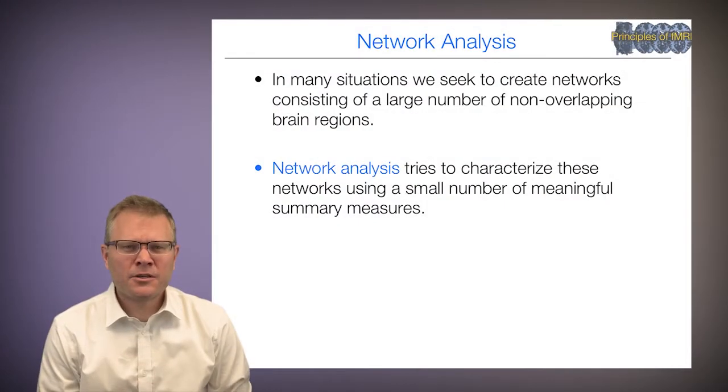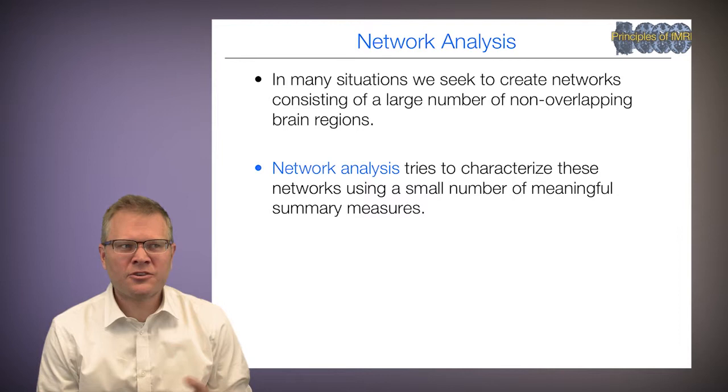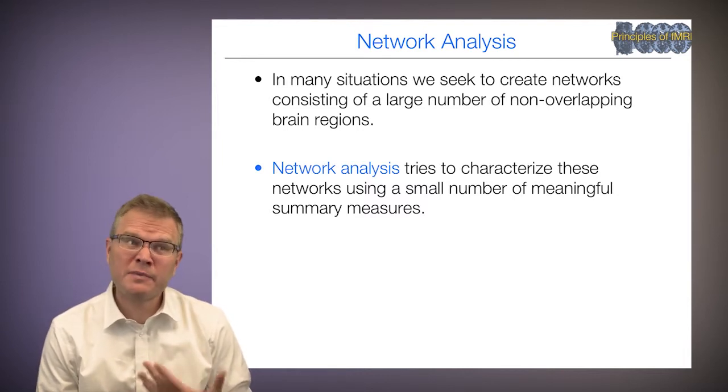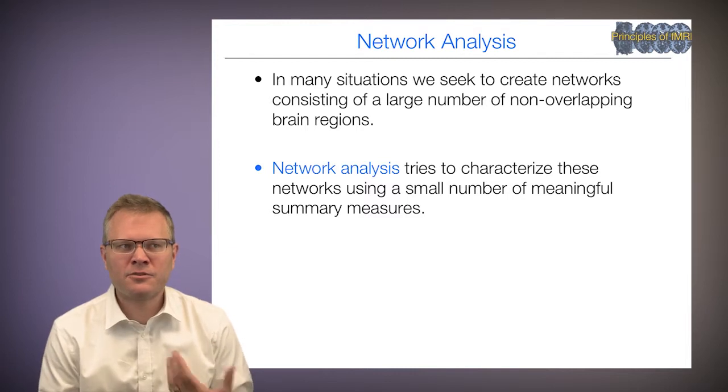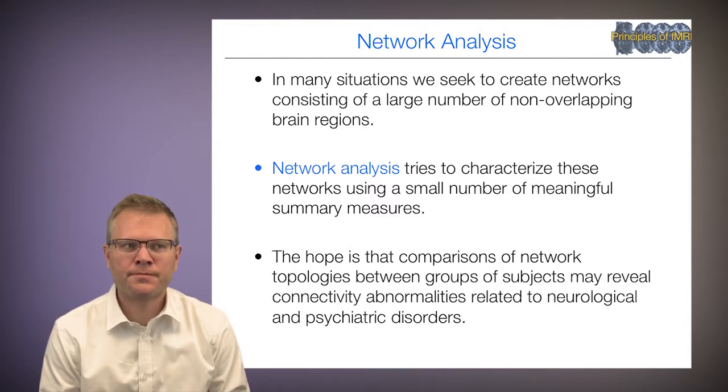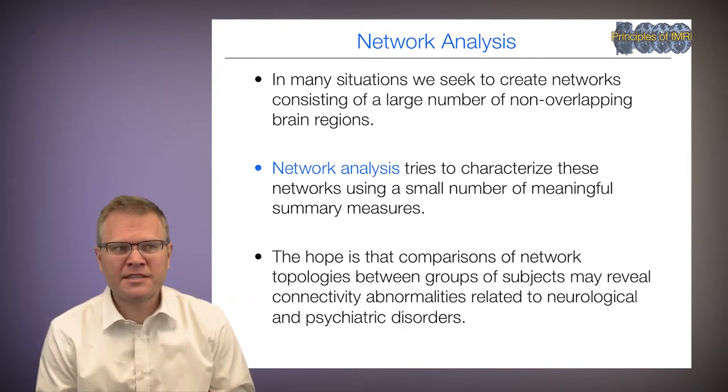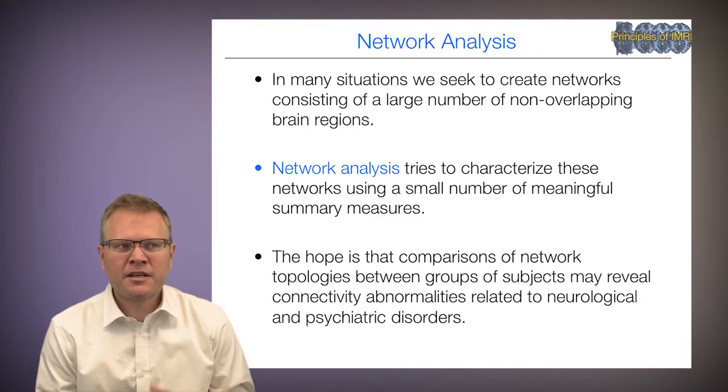So, in many situations, we'd like to create networks consisting of large numbers of non-overlapping brain regions. Network analysis tries to characterize these networks using a small number of meaningful summary measures. So we might take a big network and try to summarize it using a few summary measures that we can compare across subjects or groups. The hope is that the comparison of these network topologies between groups of subjects might possibly reveal connectivity abnormalities related to neurological or psychiatric disorders.